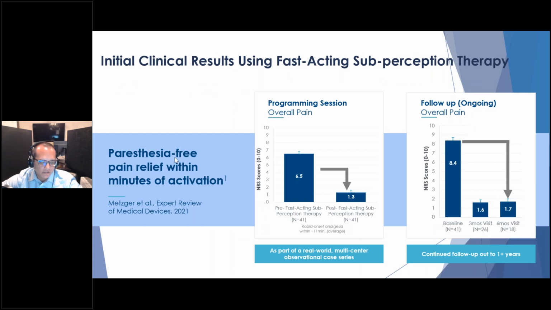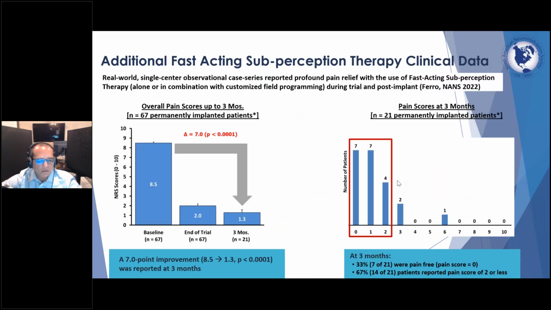So this is a study showing, the study was 41 patients, had significant pain relief from 6.5 down to 1.3. And the follow-up at 3 months and 6 months showed a decrease in pain from 8.4 to 1.6 and 1.7. And more data showing study cohort of 67, and the pain decreased from 8.5 to 2, and the pain decreased from 8.5 to 1.3 3 months out, and the typical pain relief was 0 to 2.